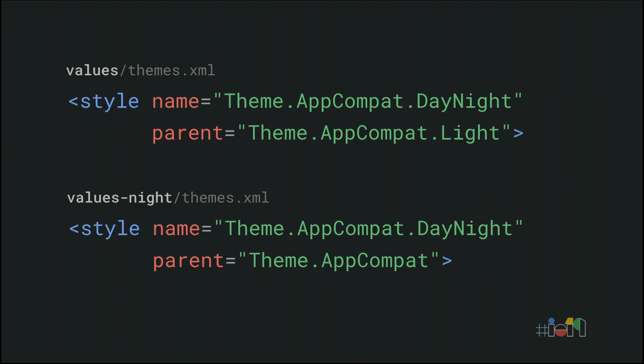As we mentioned earlier, AppCompat enables the -night resource qualifier to work, and that is exactly how the theme is implemented. You can see in our default configuration that day-night points to Theme.AppCompat.Light, which means that when the light theme is selected, we'll use a light theme. And when in our night configuration, in values-night, it points to Theme.AppCompat, which means we'll go dark.